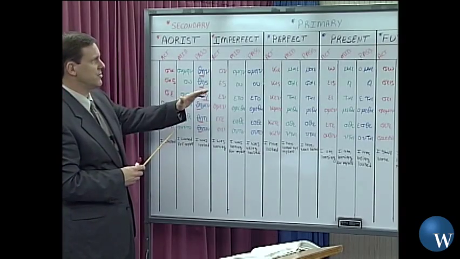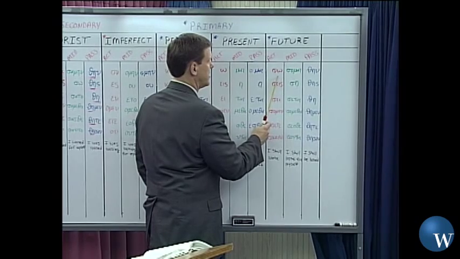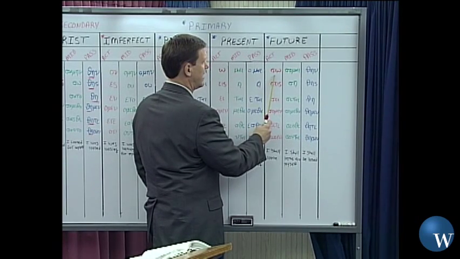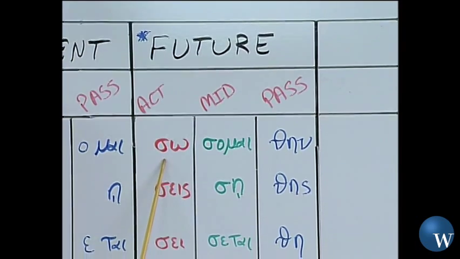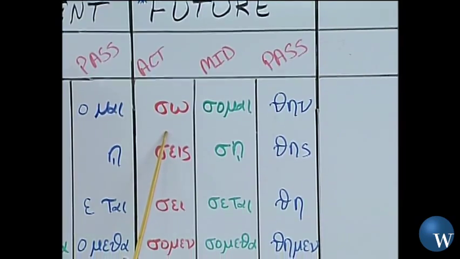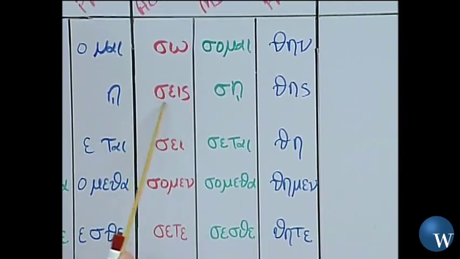Now, let's go to the future tense. Remember in the future tense that we talked about before, our active was just placing that sigma before the omega, so that s sound. The aorist was the saw sound. Here in the future, it's the s sound. So, seis, se, samen, sete, susen.